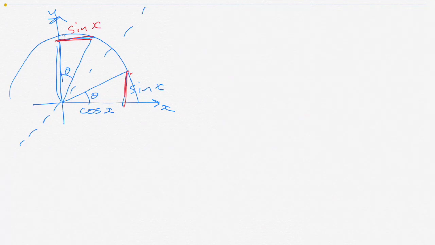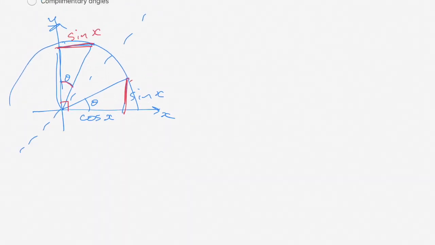Well, we know that this whole angle is a right angle, which is pi on 2. So let me undo a couple of things. Okay, so this angle here is theta. How big is this angle here?